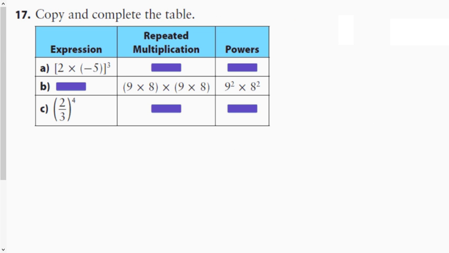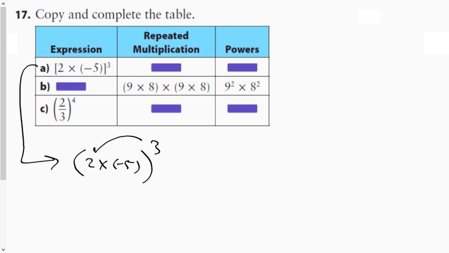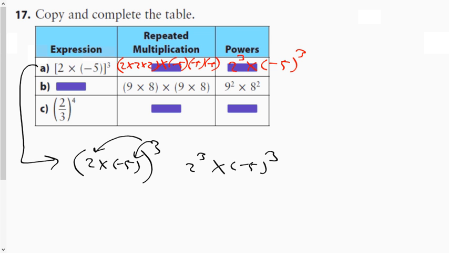Question 17 says copy and complete the table. In repeated multiplication, I'm just going to work down here. So 2 times negative 5 cubed. If I allocate it here and here, it's going to be 2 cubed times negative 5 cubed, which in repeated multiplication, I'll use a red marker, is 2 times 2 times 2 multiplied by negative 5 times negative 5 times negative 5. Would you agree with that? Or 2 cubed multiplied by negative 5 cubed.